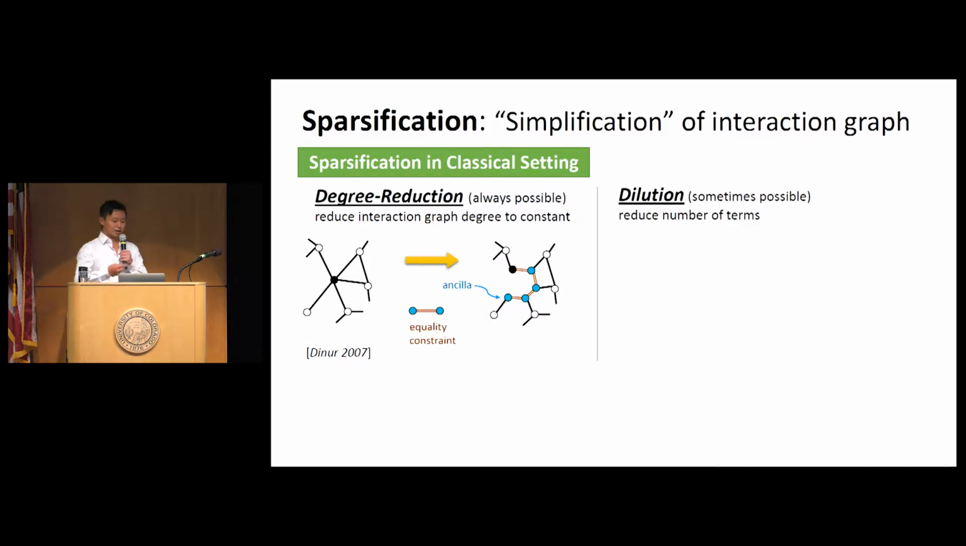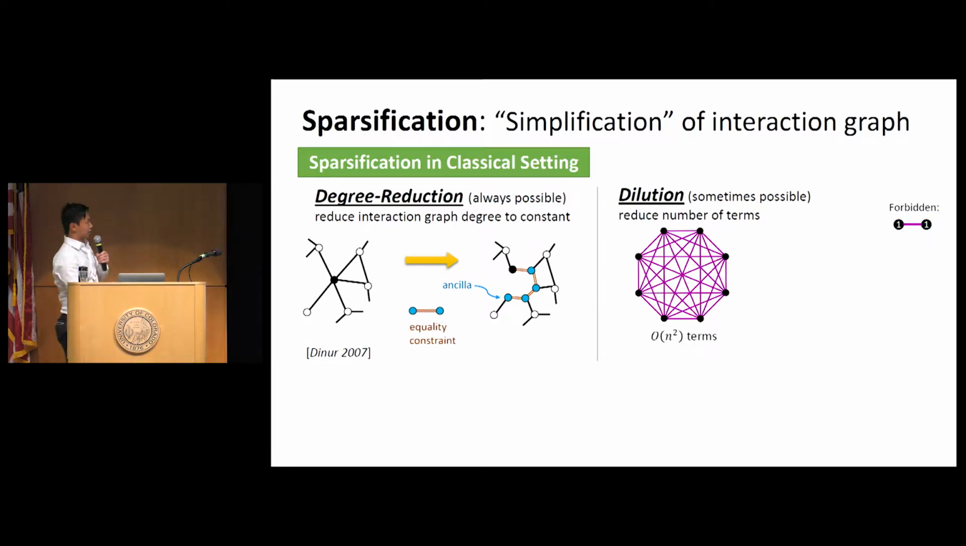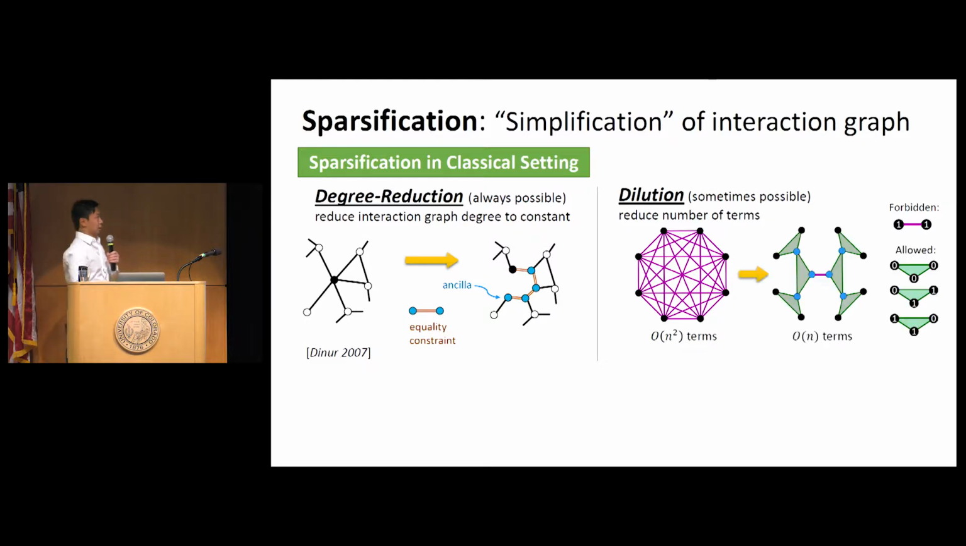Another natural task that we consider is dilution, and this is the reduction in the number of terms or edges. And this is sometimes possible, as we illustrate with the following example. If you consider a CSP on the complete graph, where every edge forbids the appearance of two ones, then it's easy to see that the satisfying assignments are the bit strings with Hamming weight either 0 or 1. You can replace the same constraints by a linear number of trilocal constraints, which basically use ancillas to count the number of ones. And you can see that this reduces the terms from n squared to n.